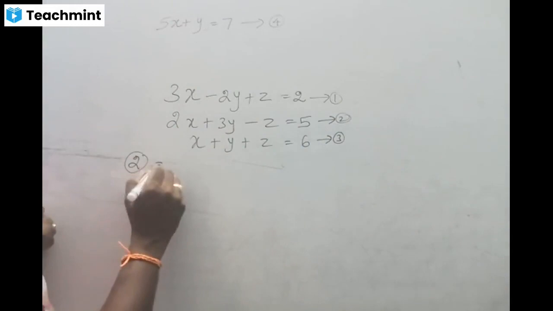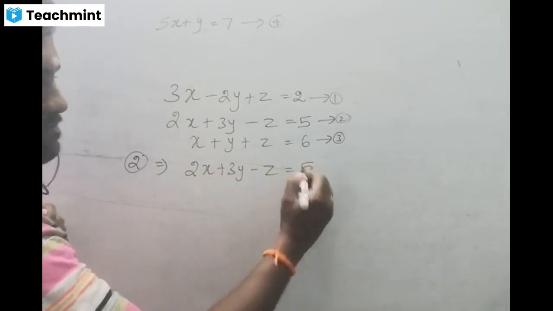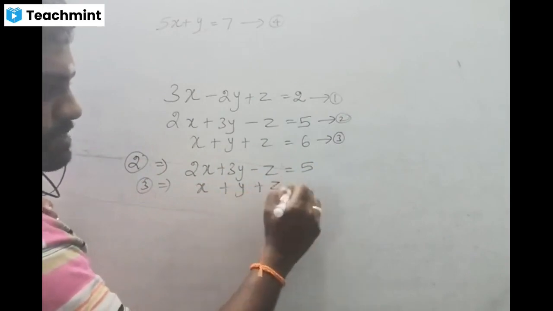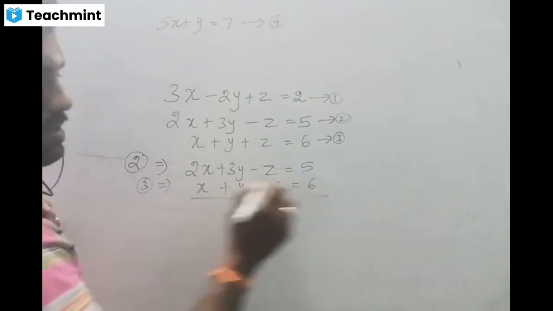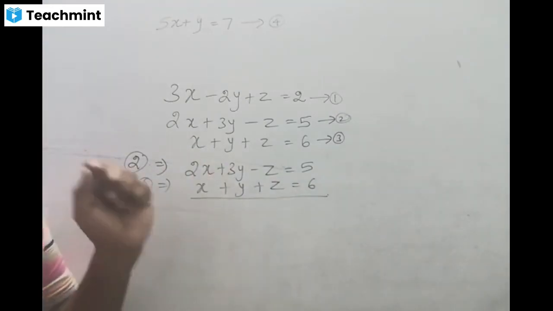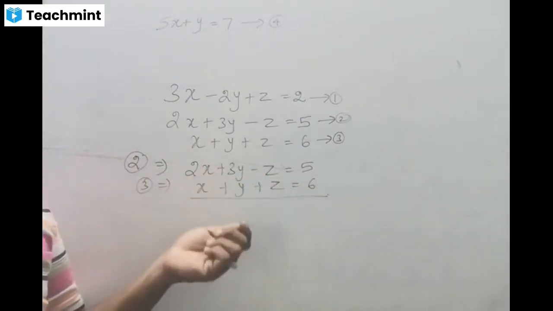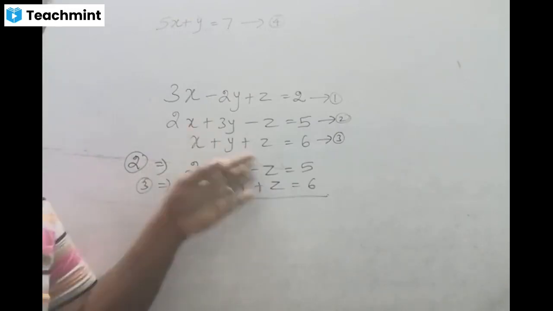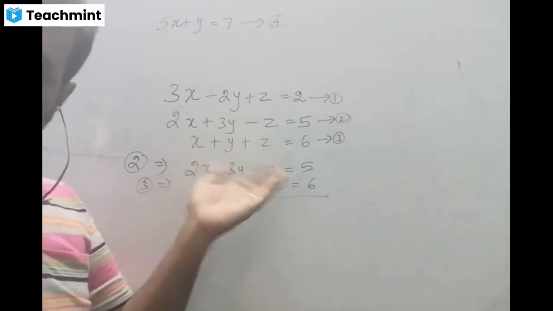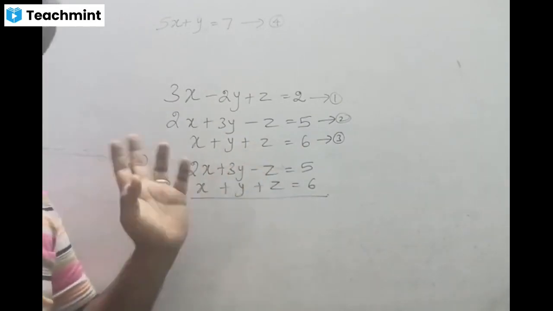So equation 2 comes as it is: 2x plus 3y minus z equals 5. The third equation comes as it is: x plus y plus z equals 6. Now I want to eliminate the particular variable z. As I already told you, if the signs of the particular variable are different, then we have to add both equations. If the signs are the same, either both plus or both minus, then we have to subtract the second equation from the first equation. Here the signs are different, so we can add.